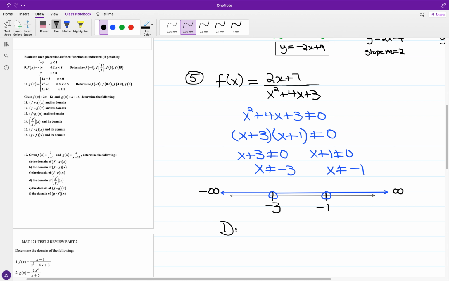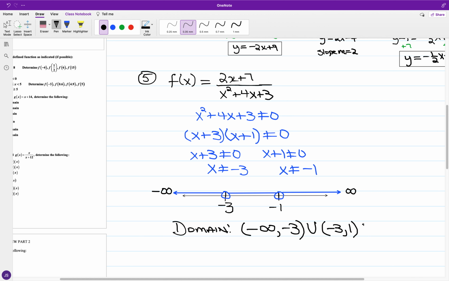So for this function, for the domain, we have from negative infinity approaching but not including negative 3, and we have bypassing negative 3. Again, we have parentheses around negative 3 and negative 1. And again, this is for the middle strip, and then for the remaining values, we have those values of x which will be greater than negative 1.